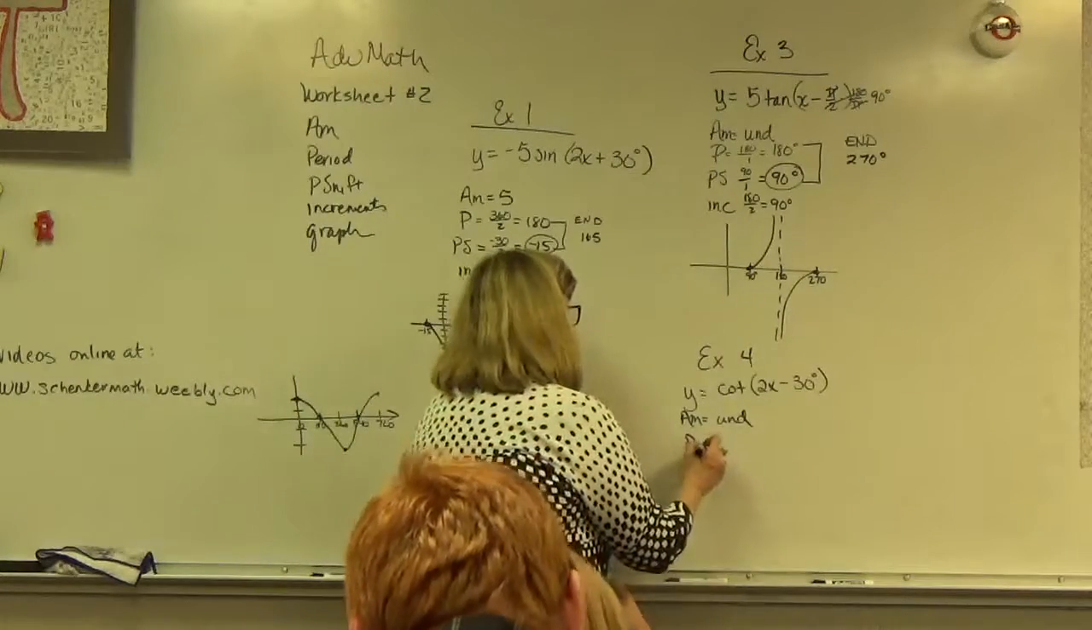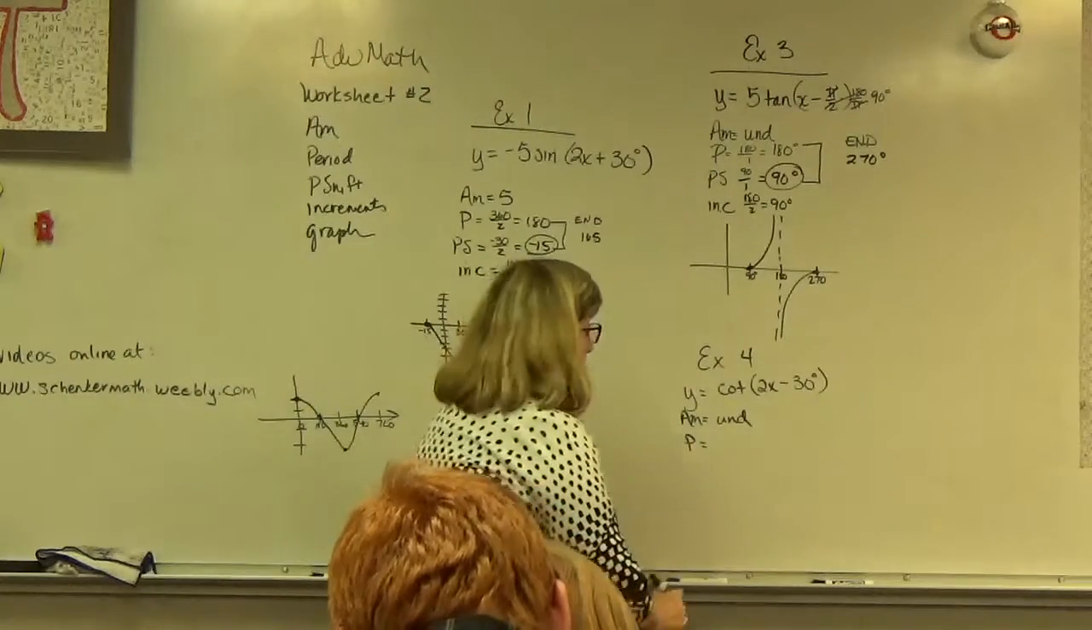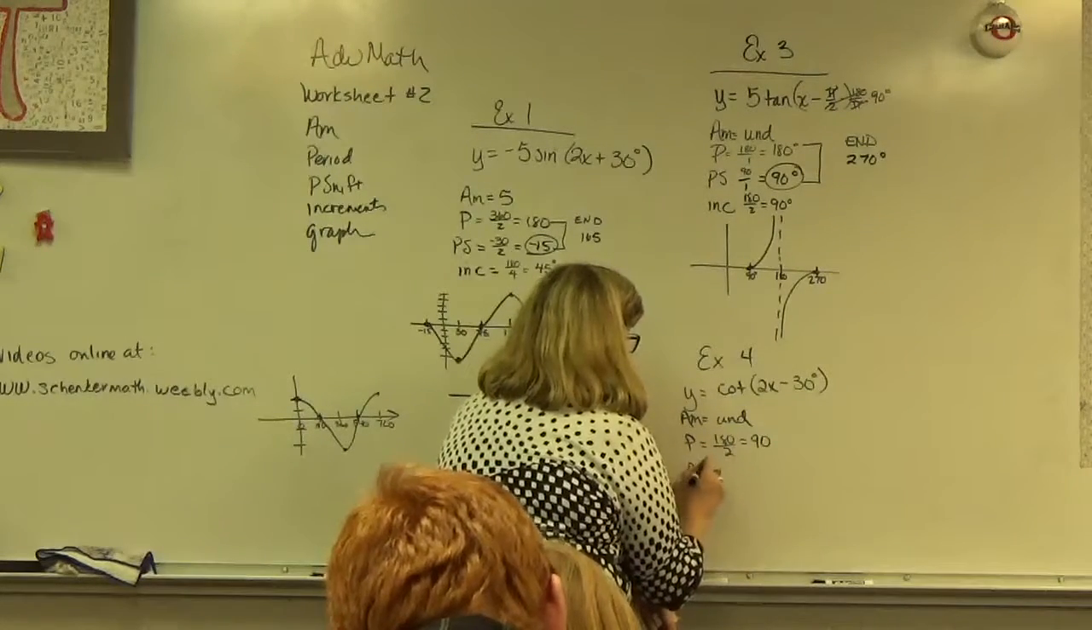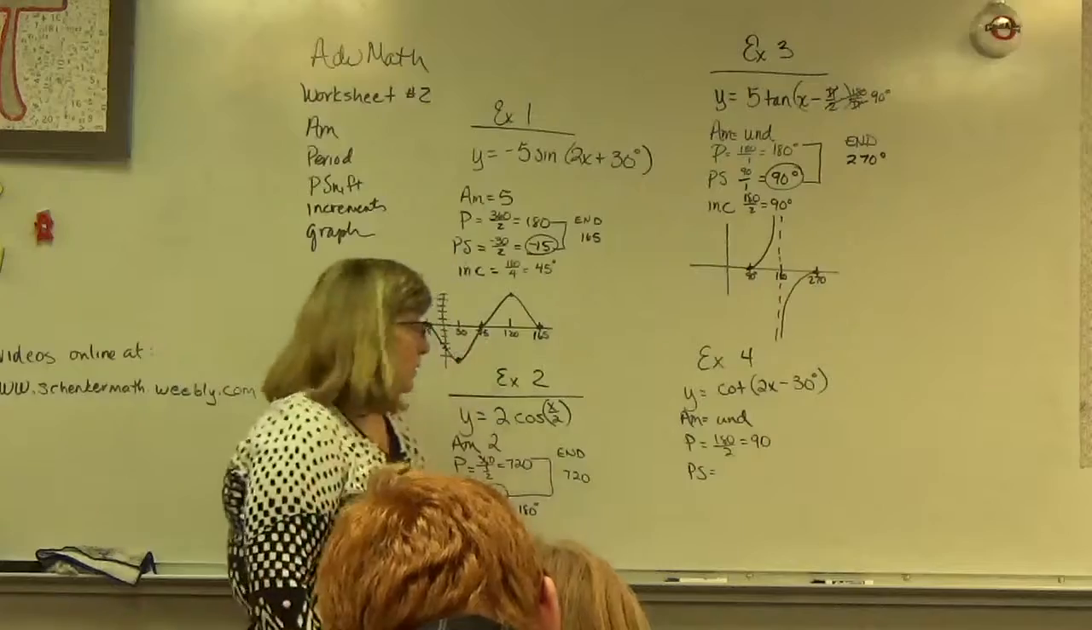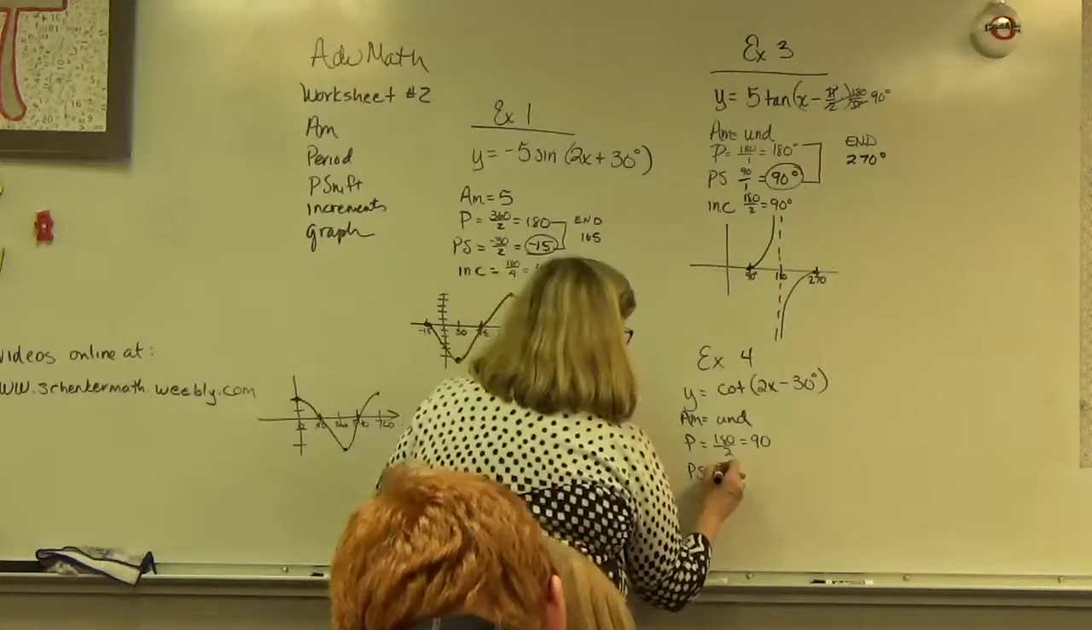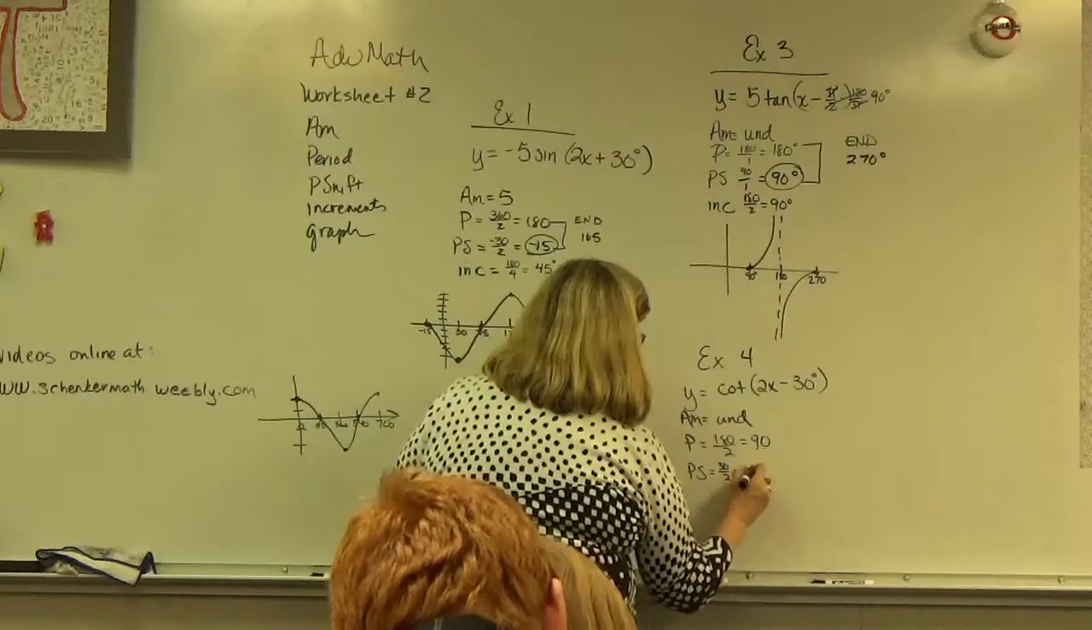Okay, what would be the period? Tara? 180 divided by 2. Which is? 90. Phase shift? 30 divided by 2, so 15.